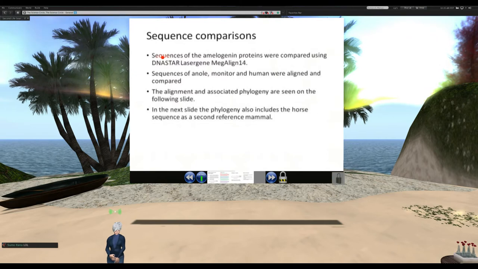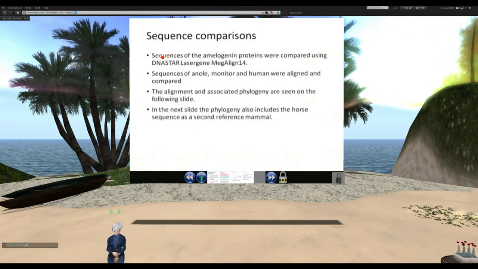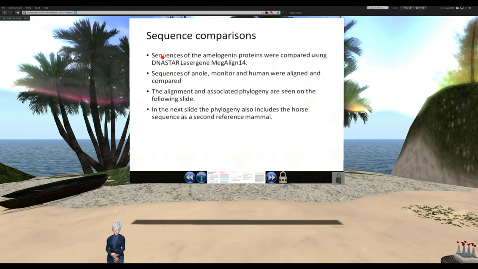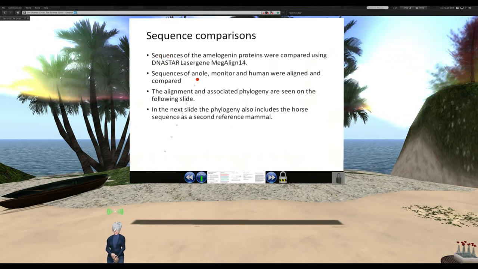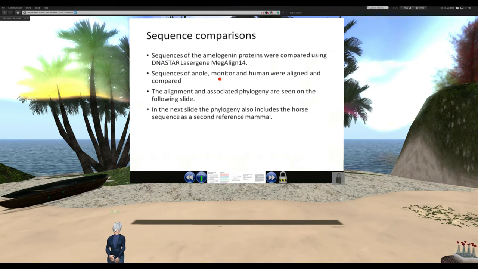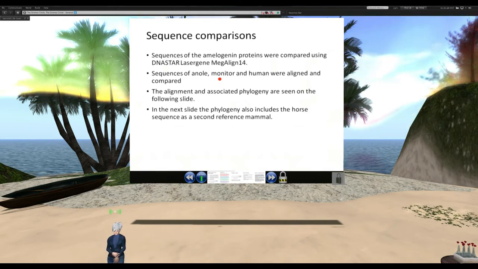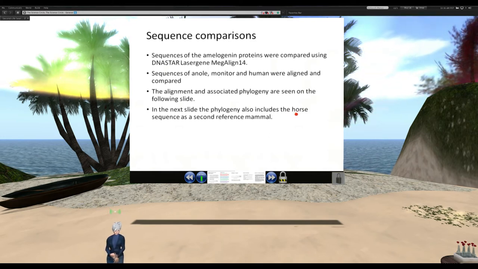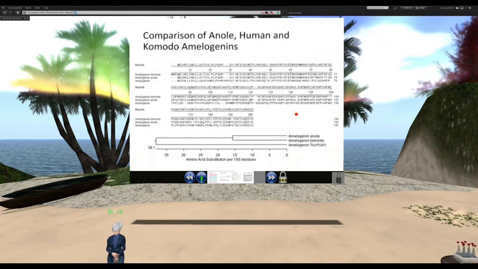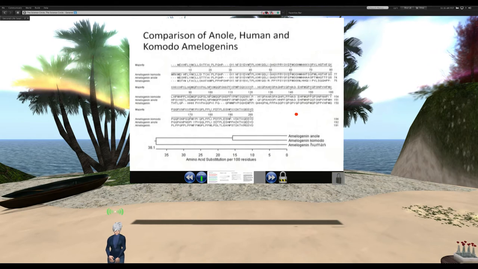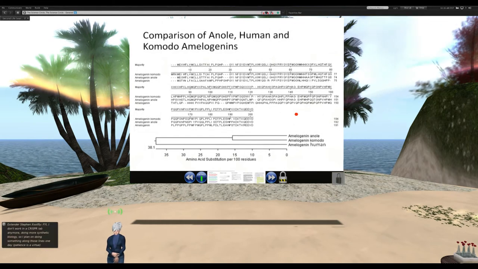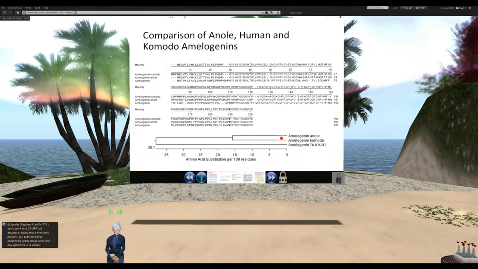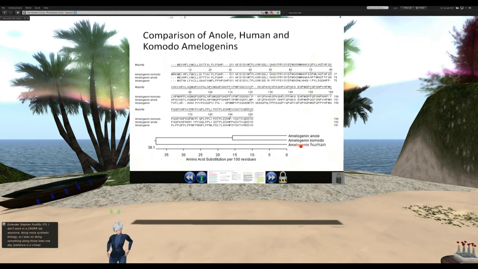So then I compared this with several other amelogenin proteins in different species using DNA Star Lasergene MegAlign software. And first I compared the sequences of the Anole, the monitor sequence that I had translated, and the human. So I lined those up and compared them. And I also later compared an additional sequence from the horse. So this is what the alignment looks like for the Anole, human, and Komodo amelogenins. And as you can see, as you would expect, the Komodo and the Anole sequences are much more closely related than the human sequence is to either of them.